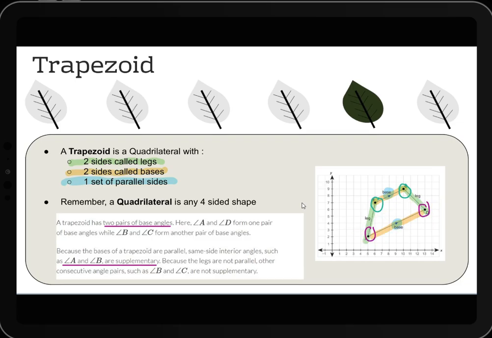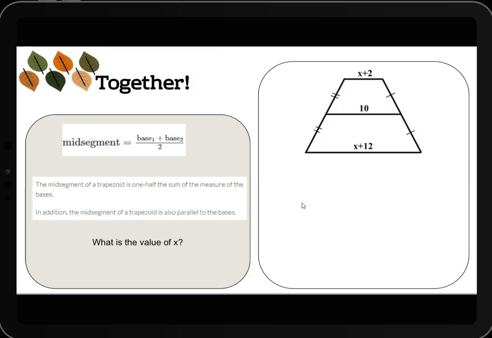So let's take a look at an application utilizing what we call the mid-segment theorem for a trapezoid, or you can think of this as just the mid-segment rule if you wish. The mid-segment rule is that the average of the two bases will be the length of the mid-segment. Another way of saying that is the mid-segment of a trapezoid is half the sum of the measures of the bases, and we also recognize that the mid-segment is parallel to the bases. So this segment is the mid-segment, and it is parallel to these bases here.